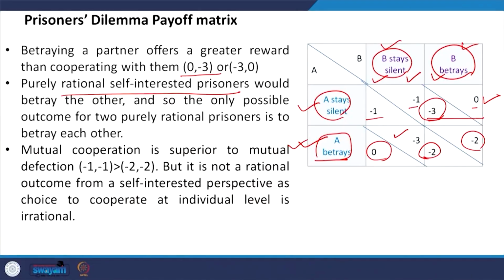And in this case, if they are following mutual cooperation, this is in fact superior to mutual defection. Mutual cooperation means A is cooperating by remaining silent and B is also cooperating by remaining silent.